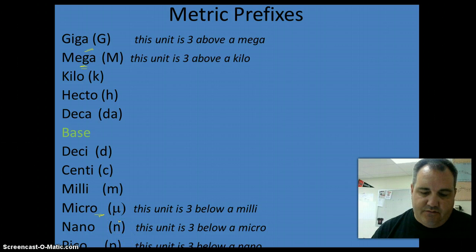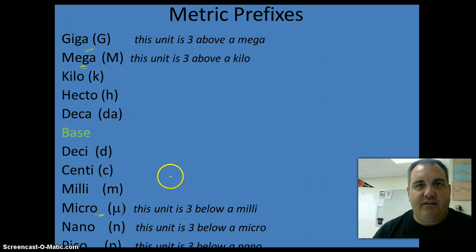Pico you would only use if you're going to do something in college with chemistry or biology where you're using some special stuff. Nanos are often used for wavelengths, that kind of thing. For the most part, though, milli is about as far down as we go, in general chemistry at least.